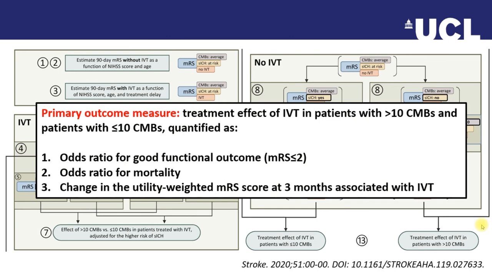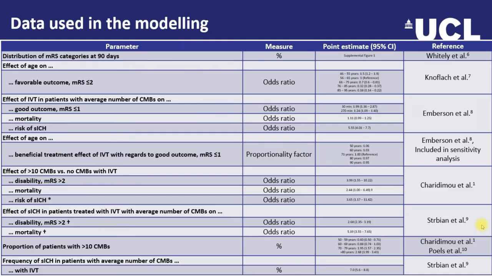Essentially, we looked at the odds of a good functional outcome, mortality, and the change in the utility-weighted modified Rankin score at 3 months as a measure of net clinical benefit. And we looked at those with more than 10 microbleeds compared to those with fewer. We used published observational data that you can see listed here in the slide.